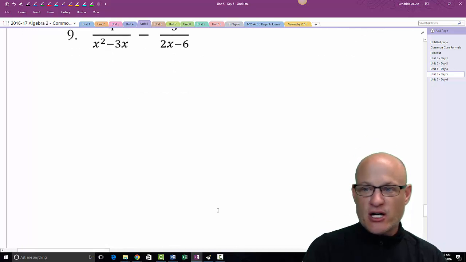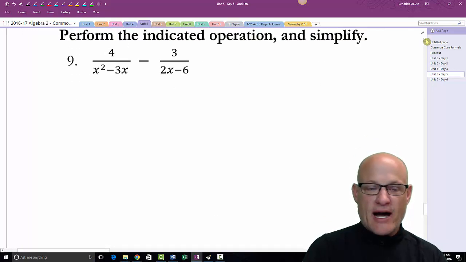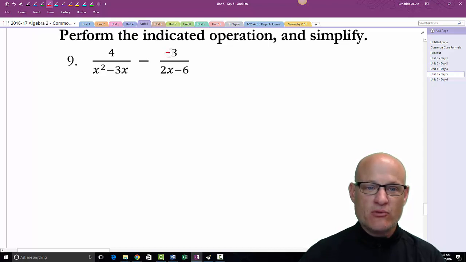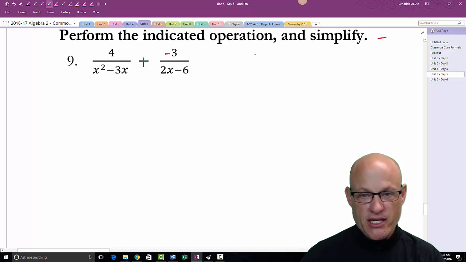I like to do this in a different color, so I'm going to do this in red. This is exactly what you need to do. You need to say, okay, I'm just going to distribute you up here. I'm going to move you up here, and I'm going to change this to a plus sign. Because really what this is now is 4 plus negative 3, which is the same as 4 minus 3. So we're going to change this to a plus and move the negative up here. Trust me, it's important.